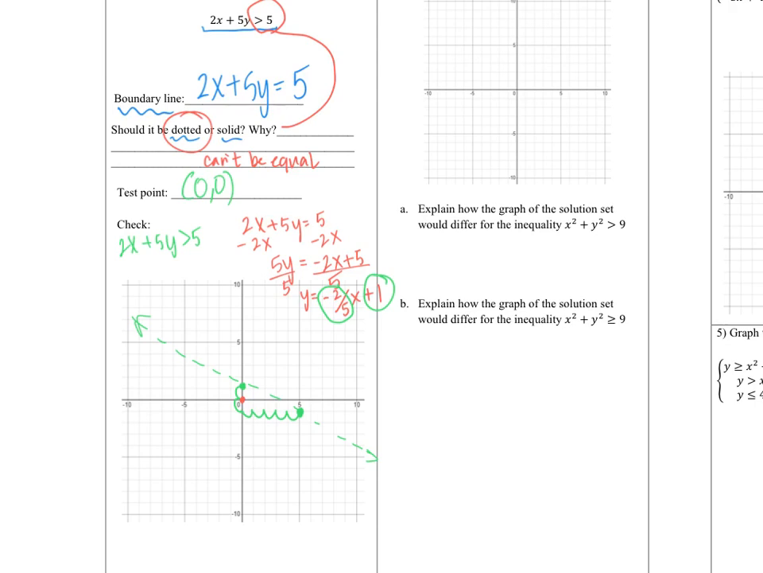So let's look. If I plug in a 0 here, that's 2 times 0 plus 5 times 0. Is 0 greater than 5? That's false. So I do not want to shade where 0, 0 is. So that means I'm going to shade everywhere up above this line.